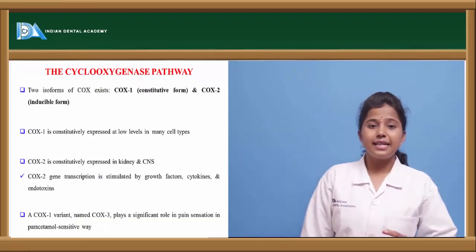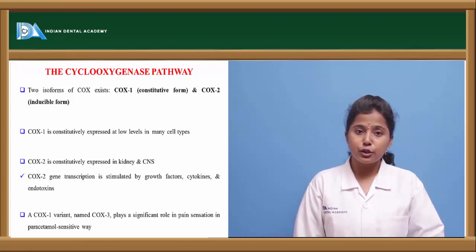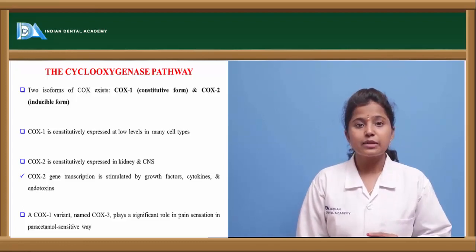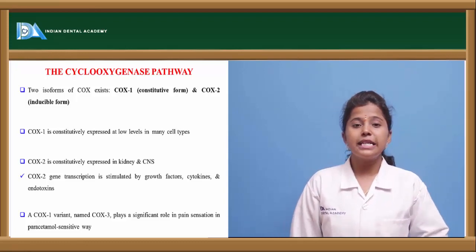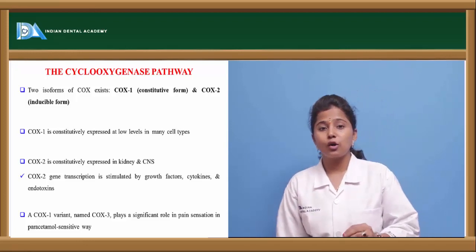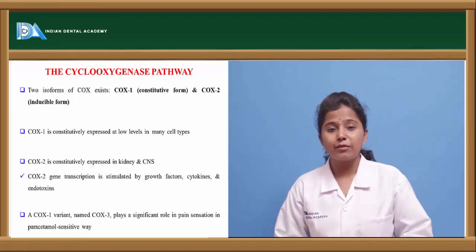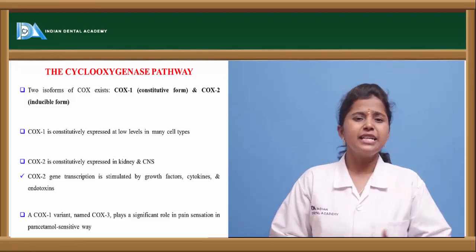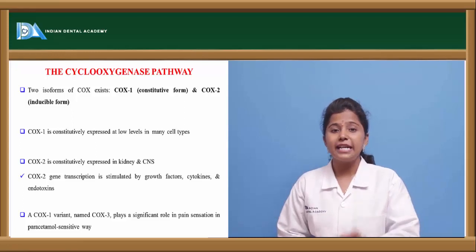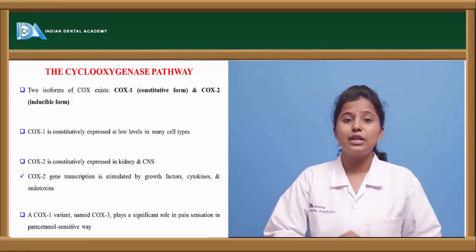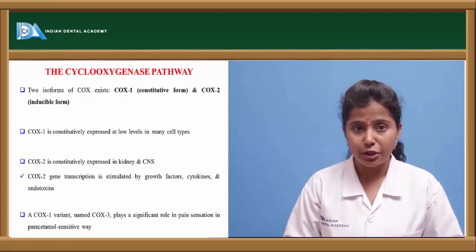First, let us see in detail the cyclooxygenase pathway. The cyclooxygenase enzyme is present in two forms, as I told you, COX-1 and COX-2. COX-1 is a constitutive form and COX-2 is an inducible form. In the sense that COX-1 is present in the body at all times, but the COX-2 enzyme is present at the site of action, or it is released locally when there is any injury or inflammation in the body.